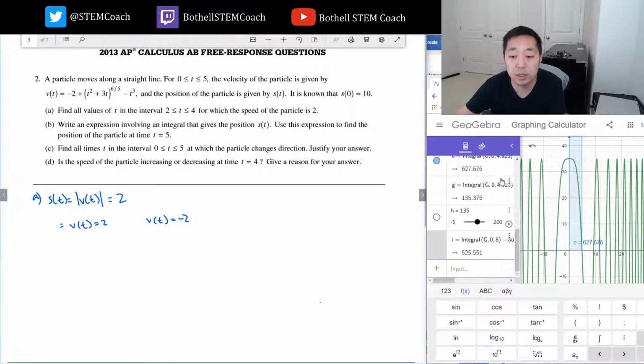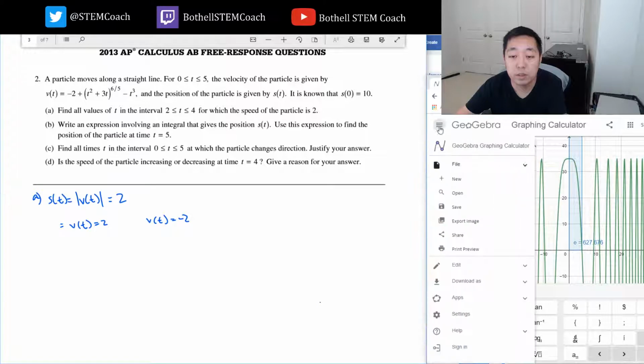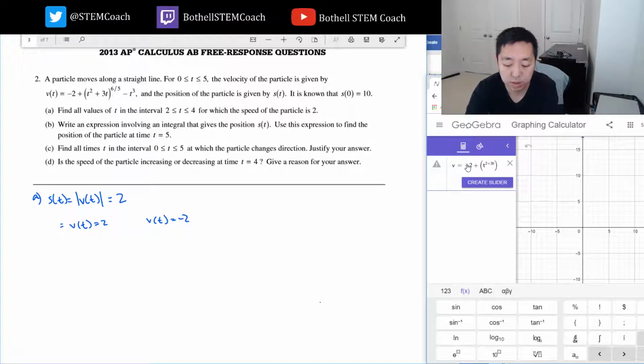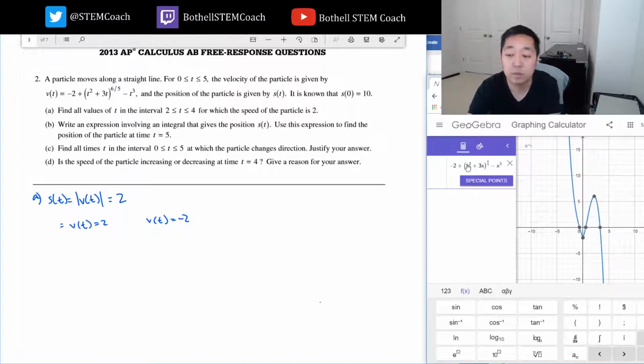So let's set up, let me clear this out. Let's set v equal to negative 2 plus x squared plus 3x, all raised to the 6 over 5, minus x cubed.